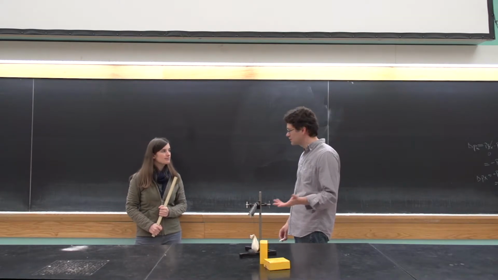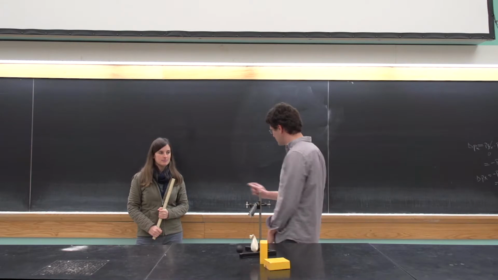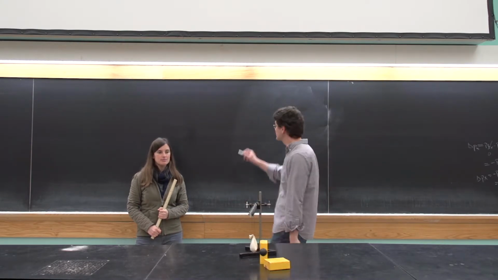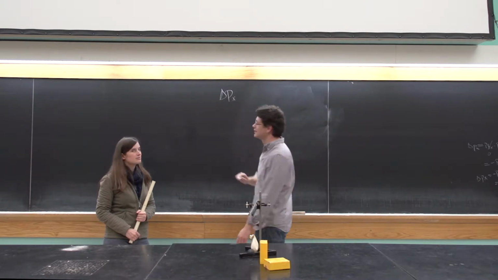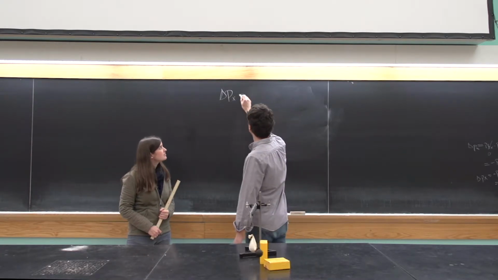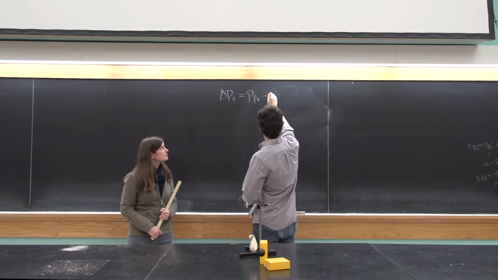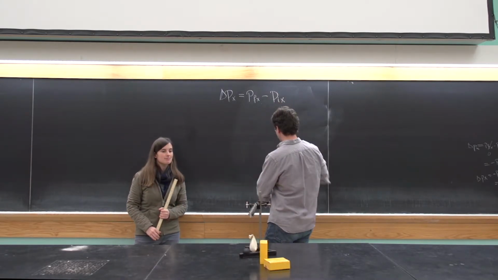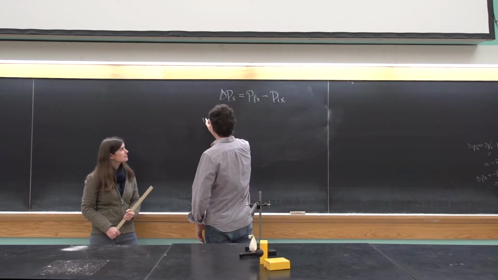So we're just looking at change in momentum, right? Let's call this the x direction, with right being positive. Then I can write the exchange of momentum. What we're looking for is delta p_x, which is p final x minus p initial x. All good.